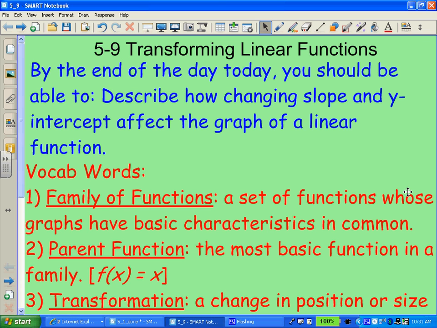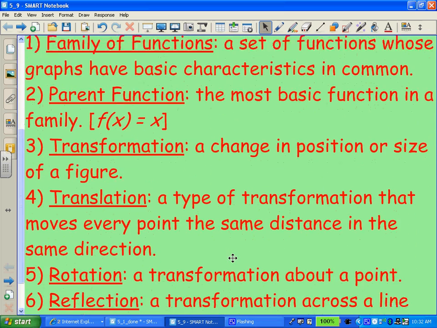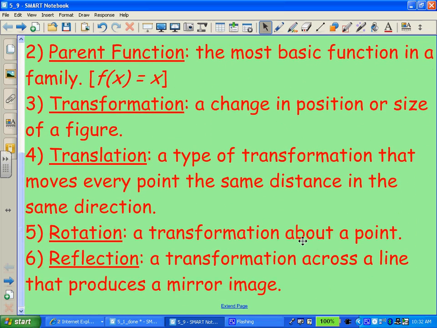And a family of functions has what we call a parent function, which is the most basic function of that family. And typically, it's f of x equals x. That's kind of the most basic function you can have. And then we will be looking at three types of transformations. And a transformation is a change in position or size of a figure. And we're going to be looking mainly at change in position today.